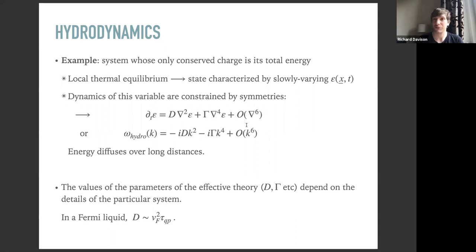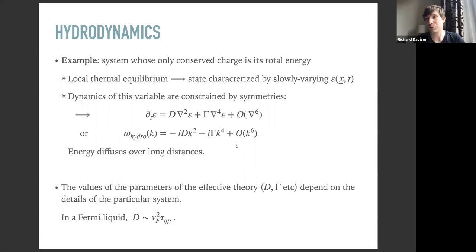Or if we just Fourier transform this, we find there's a single collective mode in the system, which is gapless, and whose dispersion relation has this particular functional form. So it's written as a power series that's sensible at small wave numbers k.